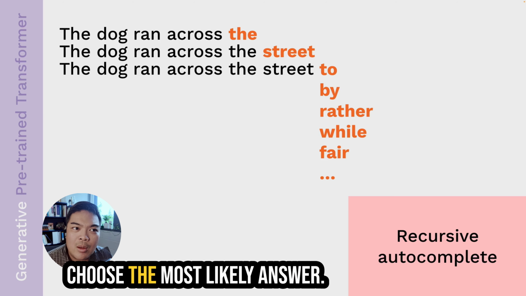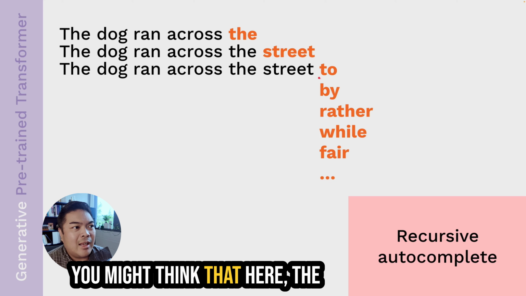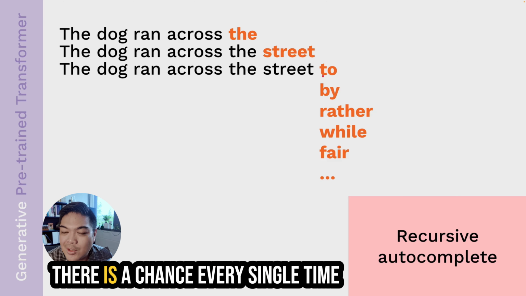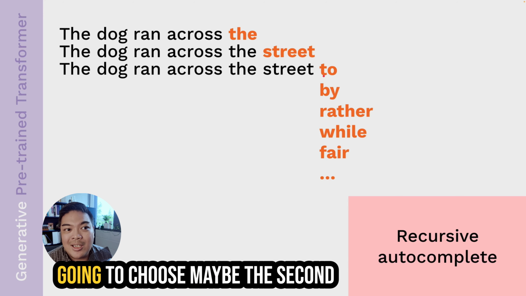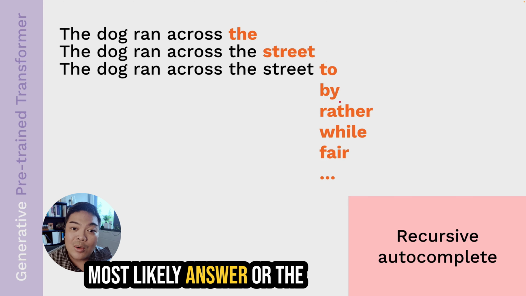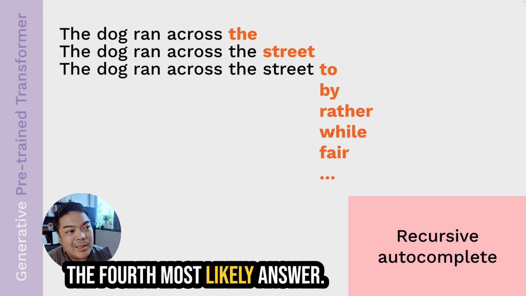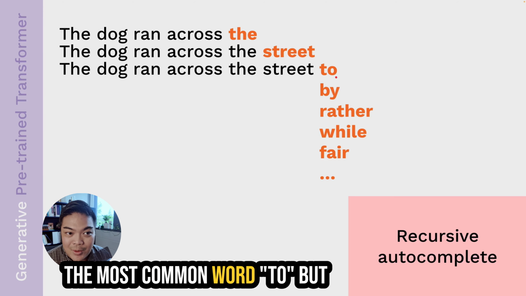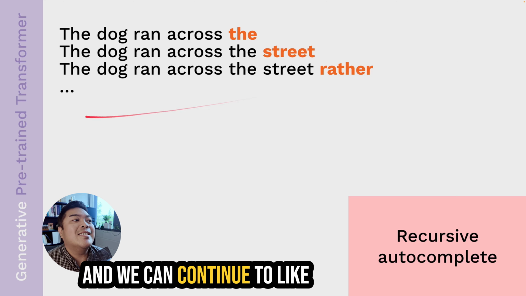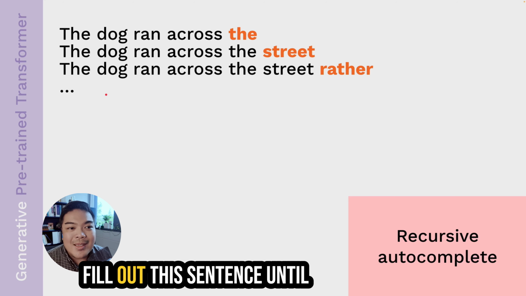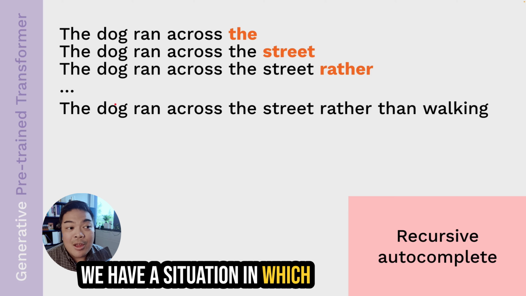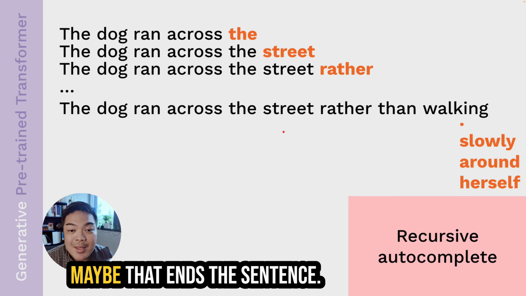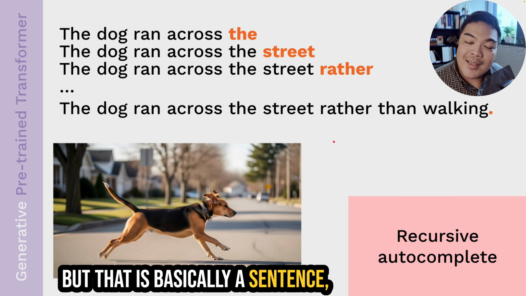And I think what's really interesting to understand about the generative part of this is it doesn't always choose the most likely answer. You might think that here the most likely answer is to, right? The dog ran across the street to do something. There is a chance every single time you interact with a chatbot that it's going to choose maybe the second most likely answer or the third most likely answer or the fourth most likely answer. And so just to give you an example here, we're not going to select the most common word to, but we're going to choose rather, and we can continue to fill out this sentence until we have a situation in which maybe we could just end the sentence. The dog ran across the street rather than walking. Maybe that ends the sentence, but that is basically a sentence, and that's how you get meaning.